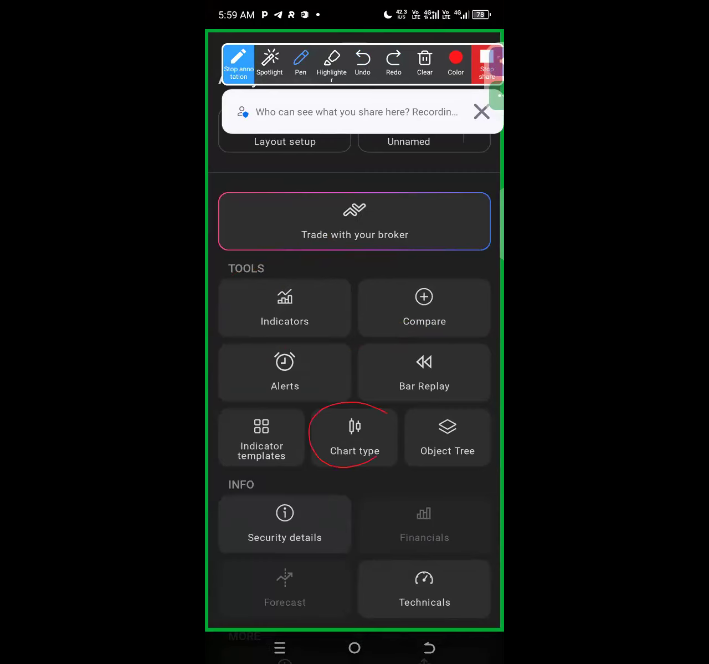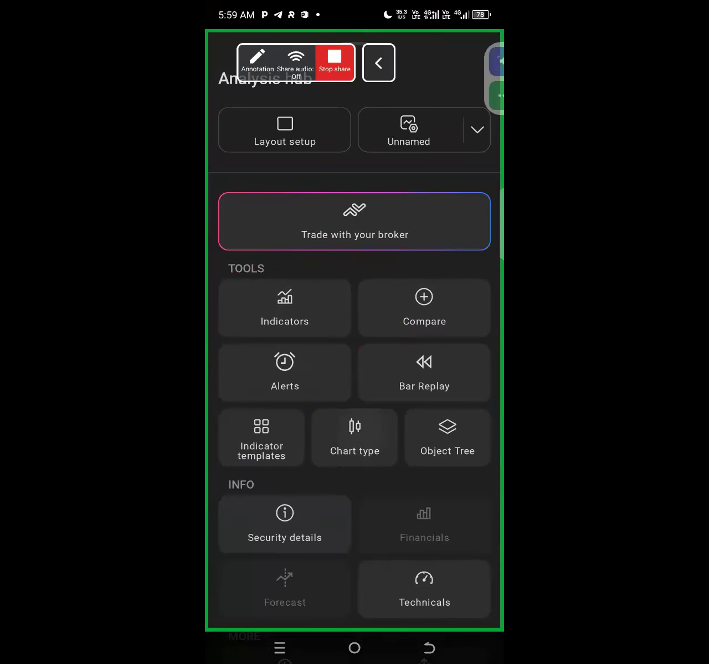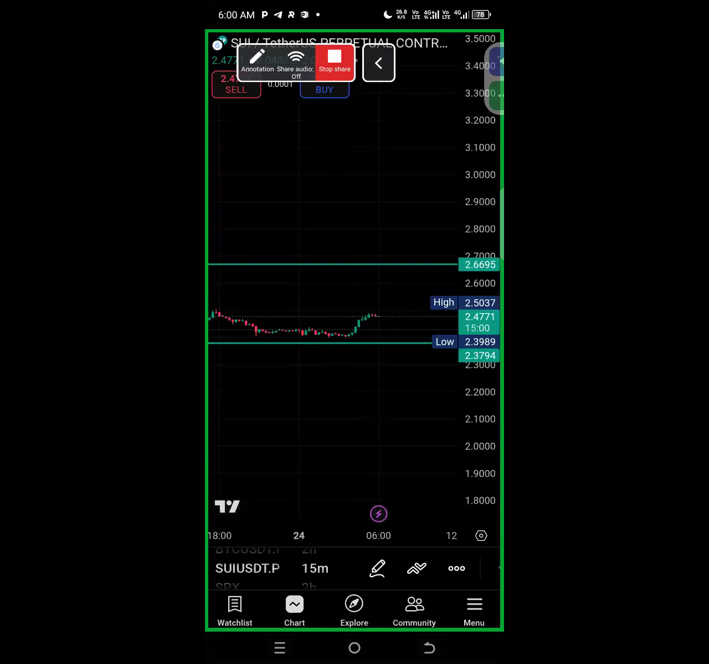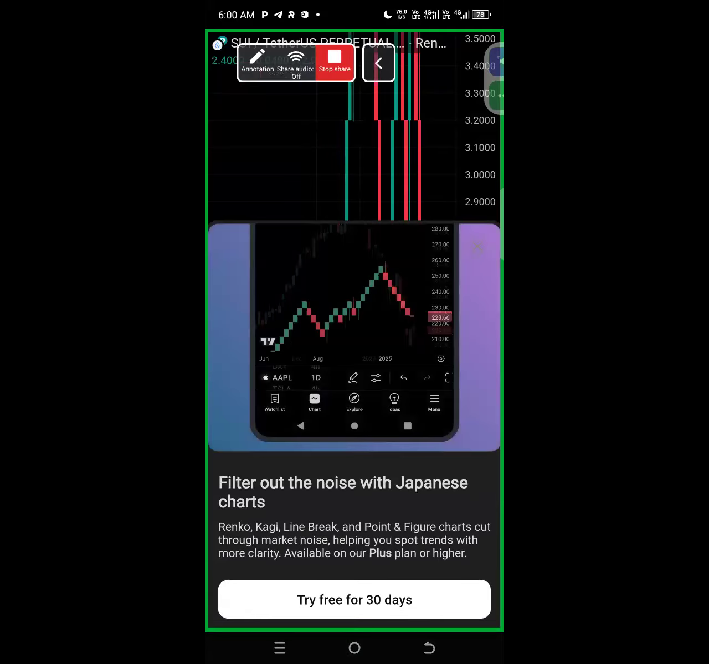We have candles. You have chart type here. Just come to chart type and click on this. When you come to chart type, candles are not the only tools that give a visual meaning to the chart. We have color candles, bars, volume candles, areas, and so on. Heikin Ashi, Renko, they are all there. So if you prefer using Renko, let's click on Renko to see. Yes, this is Renko.